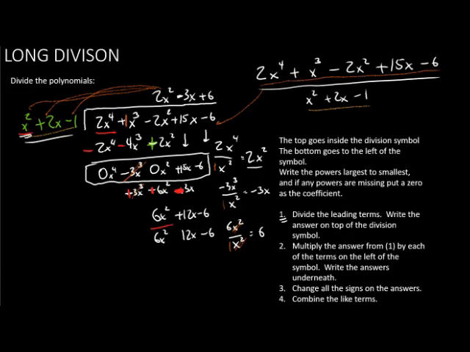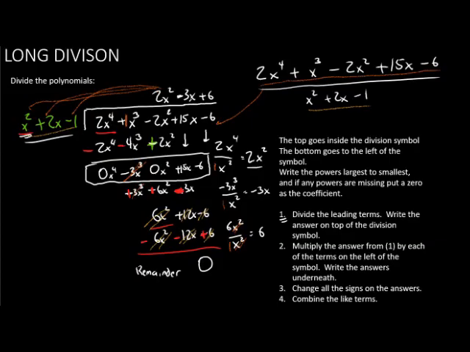Then we'll change each of the signs. So our 6x squared becomes negative 6x squared, our 12x becomes negative 12x, and our negative 6 becomes positive 6. Then when we subtract, we'll get 6x squared minus 6x squared, which cancels, 12x minus 12x, which cancels, and the negative 6 plus 6, which cancels. We have nothing left at all, and our remainder is 0.